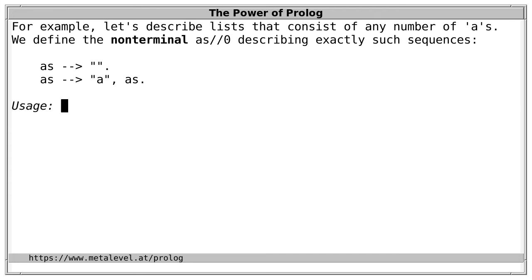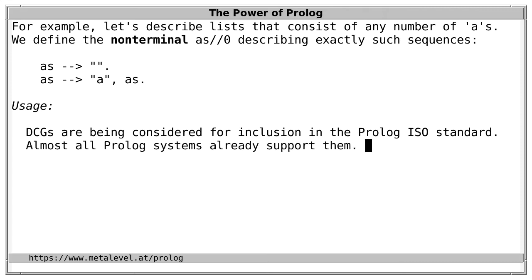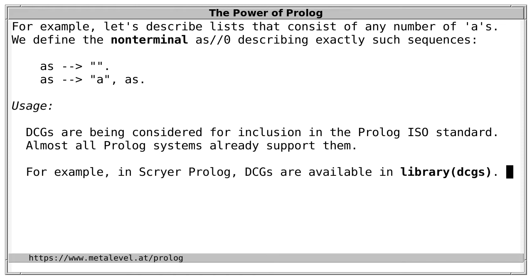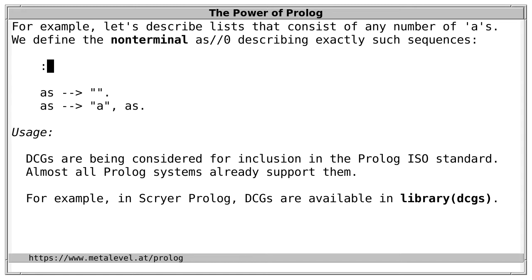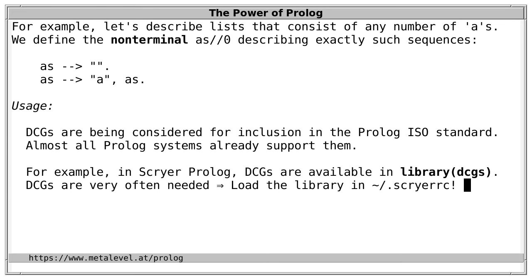Now, how do we use this grammar? Well, DCGs aren't yet part of the Prolog ISO standard. However, they are currently being considered for inclusion in the standard and a draft is already available. And as mentioned, almost all Prolog systems already support DCGs, even though a few details vary between systems. For instance, in Scryer Prolog, we import the DCGs library. So we add to our code a directive that imports library DCGs, okay? And since DCGs are very often needed in Prolog programs, I recommend to add this directive to your Scryer configuration file so that you can use DCGs in all programs without having to add the directive.